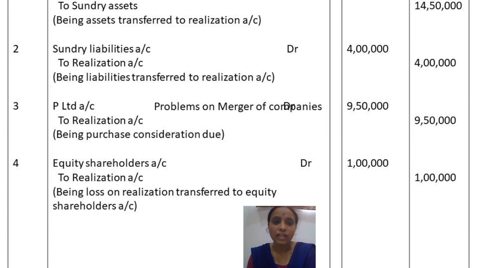Hence that realization loss has to be transferred to the equity shareholders account. So the entry we are going to make is equity shareholders account debit 1 lakh to realization account. That is total debit column minus debit balance minus credit balance. So equity shareholders account debit 1 lakh to realization account 1 lakh.